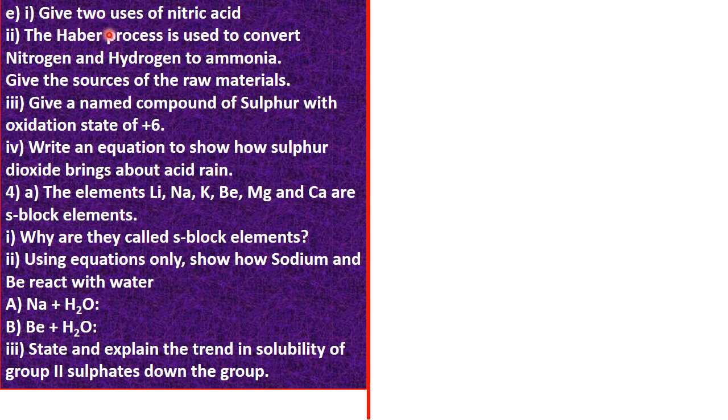The next question is that we should give two uses of nitric acid. The Roman 2 is that the Haber process is used to convert nitrogen and hydrogen to ammonia. We give the source of the raw materials. Okay, guys, let's start by naming the use of ammonia. The first use is that ammonia is used in the manufacturing of fertilizer. We have typical fertilizers such as potassium nitrate. We have even ones like ammonium sulfate. Okay, that's still a fertilizer which is manufactured from nitrogen.